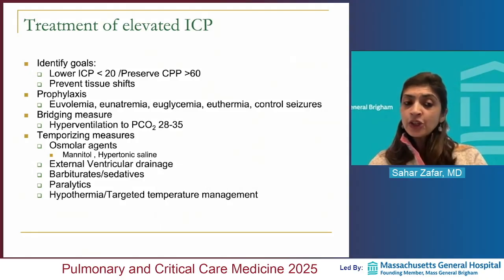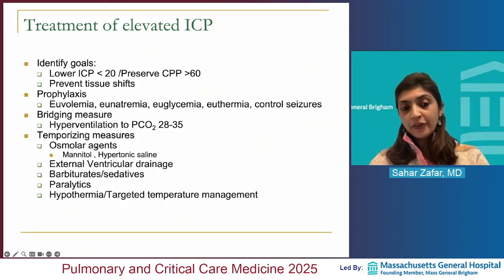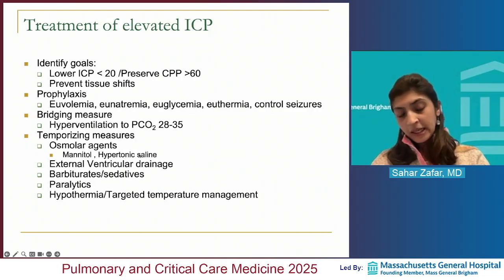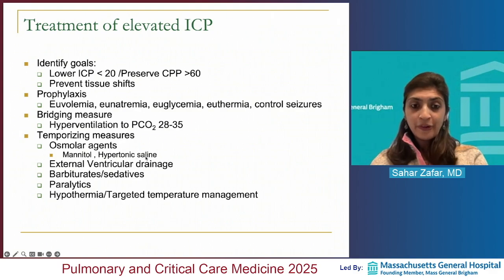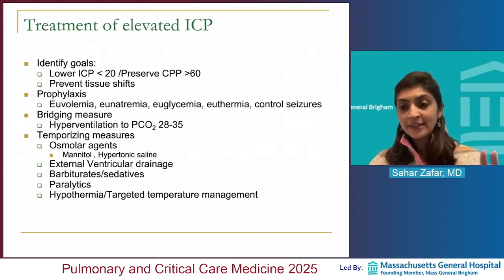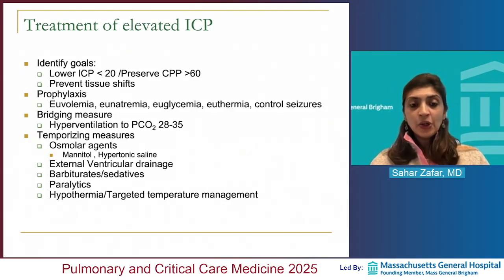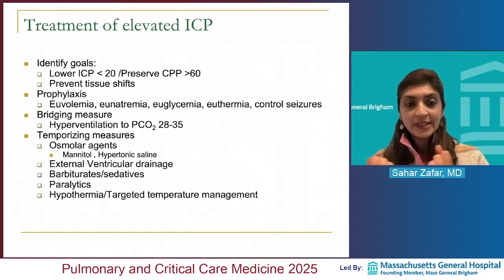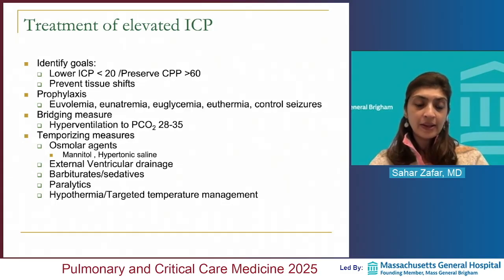Then there is medication management. One of the main medication managements we use is hyperosmolar agents. This includes mannitol, as well as hypertonic saline. Hypertonic saline includes 3% boluses or 23.4% boluses. There are no large trials or data to suggest one is better than the other. They all work by extraction of water from cells, and that's how they decrease cytotoxic edema.